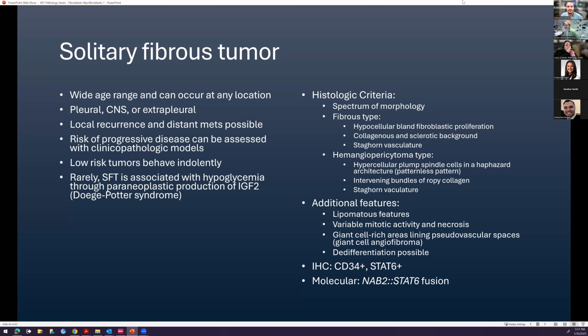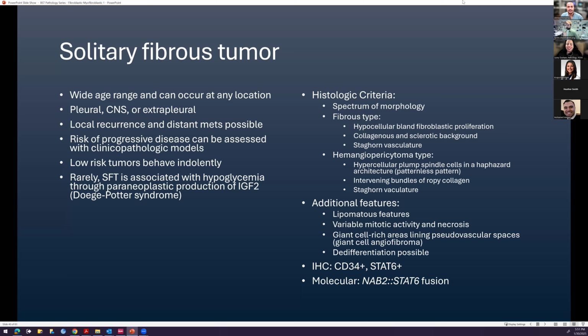Oh, this is one other thing. This is kind of a boardsy type question, but you'll run into it very rarely. Some SFTs produce a paraneoplastic syndrome called Doege-Potter syndrome, with production of IGF-2 that leads to hypoglycemia. So some of those patients will actually develop hypoglycemia, and that's their first presentation. So just remember that for boards.